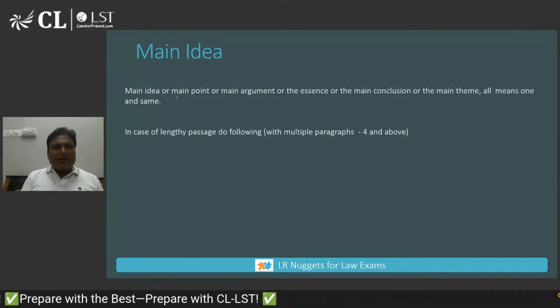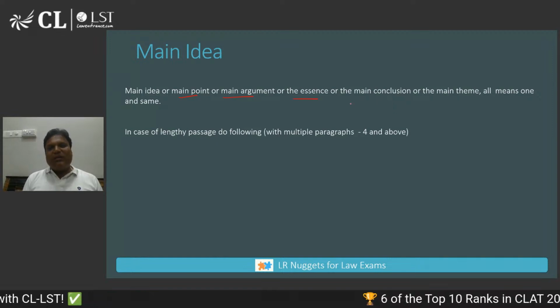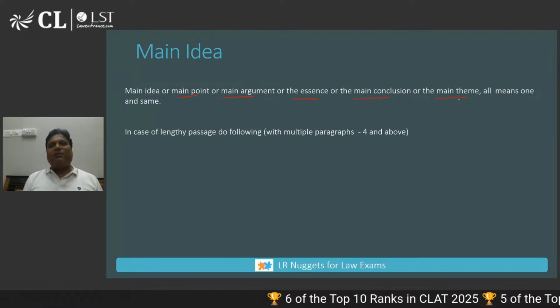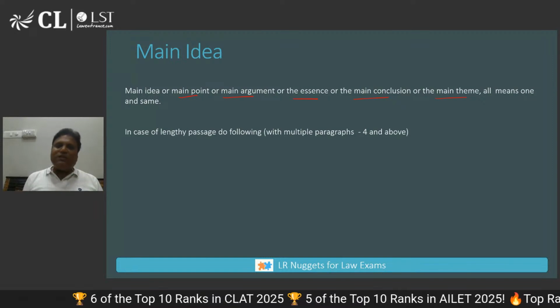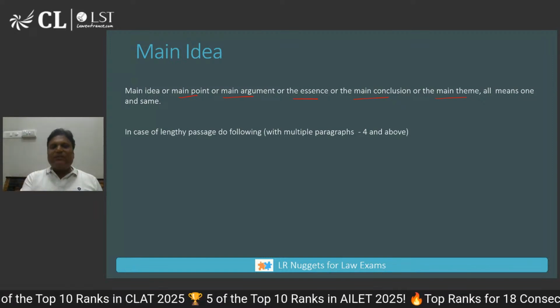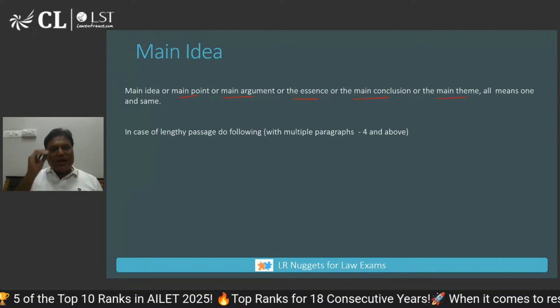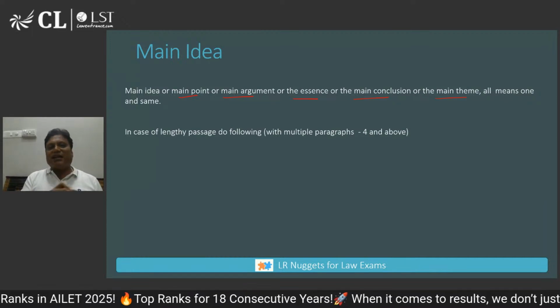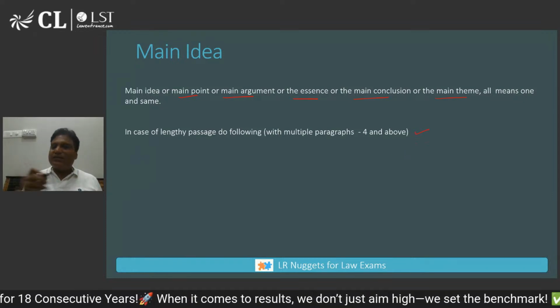So what is the main idea of the passage? Main idea, main point, main argument, the essence, the main conclusion, or the main theme, all are one and the same. Whatever the question asks you, these are one and the same thing. There might be different ways of asking, but in your mind you should be very clear that these are all one and the same.